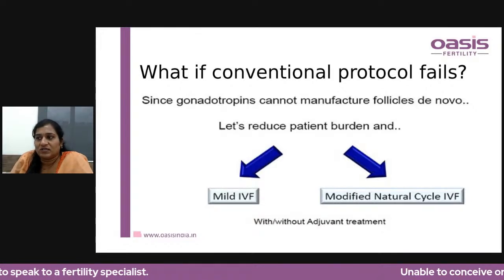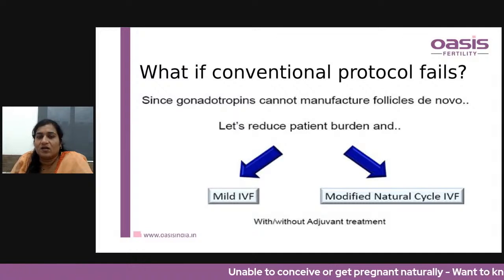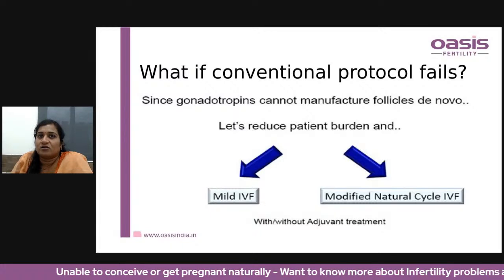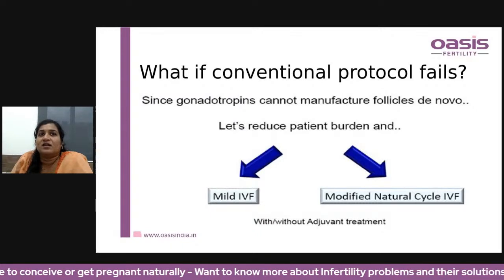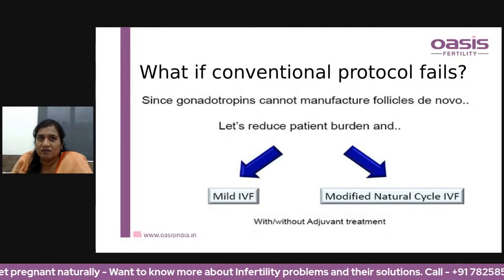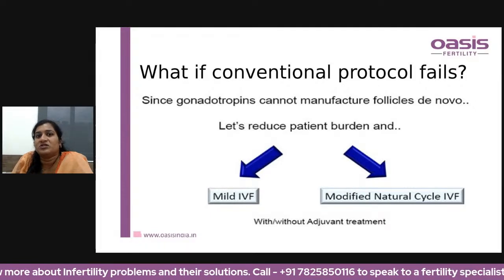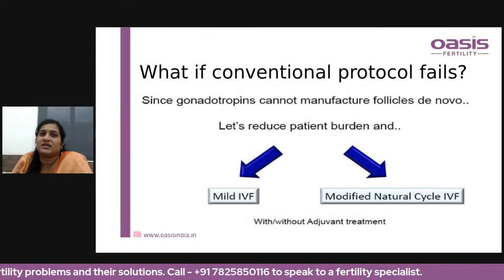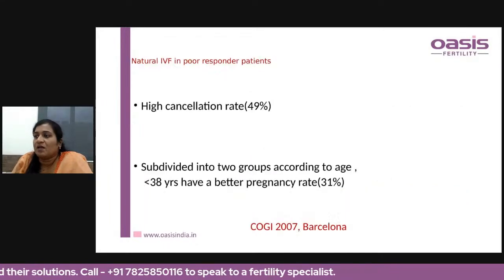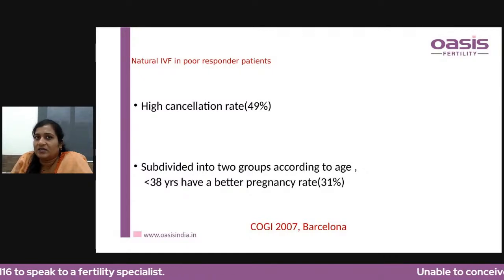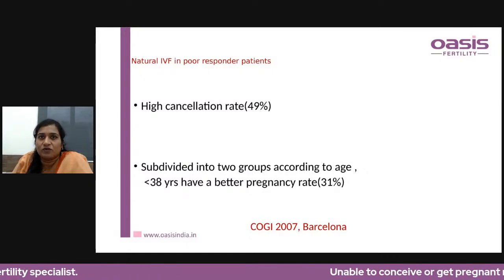Then modified natural cycle: most of these women will be having natural egg growth as well. So we need to monitor that egg and collect that egg. That also can be done, and almost most of the drugs are cut off in that, so it comes at a very affordable price for the patient, and the patient can go for repeated cycles, like 3 to 4 cycles.